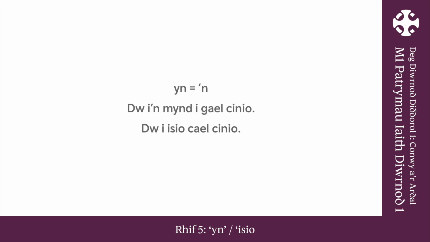Dwi'n mynd i gael cinio. I am going to have lunch. You need to use yn here for the ing. However, in the pattern dwi isio cael cinio, I want to have lunch, you don't use yn because of the isio in the sentence.